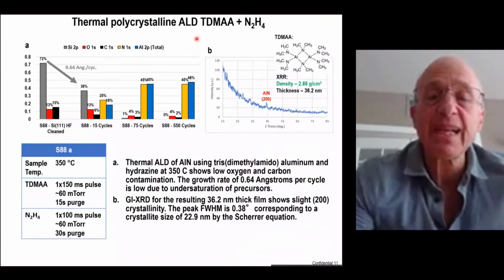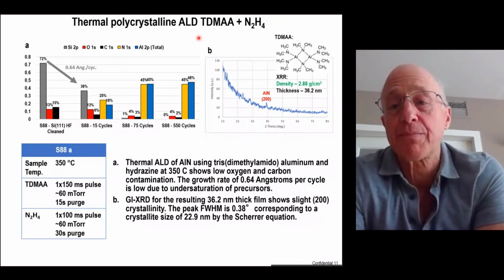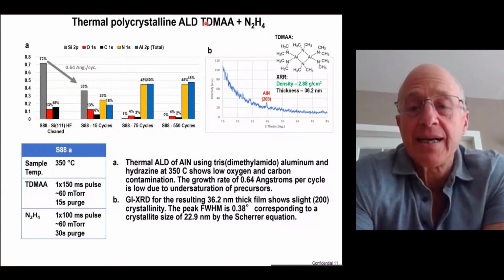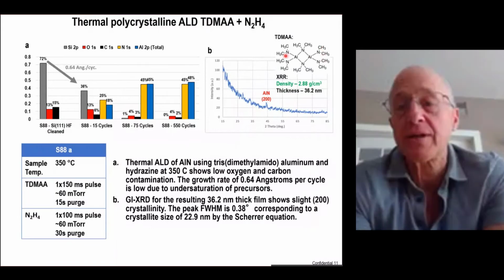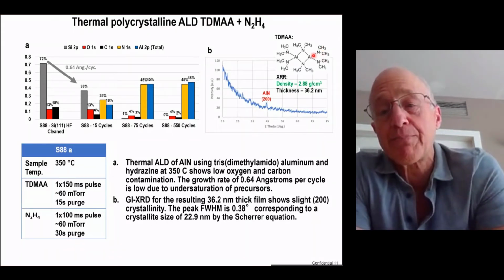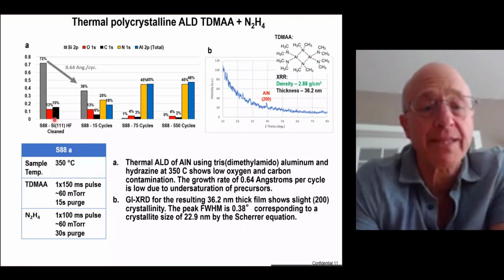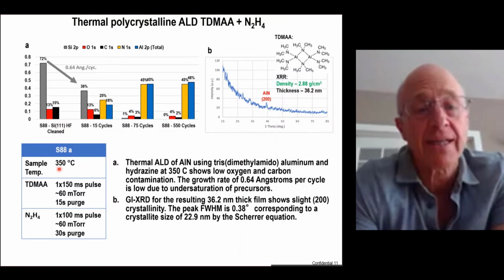Well, the next step is that we decided to go to a high temperature precursor, and this high temperature precursor is tris-dimethyl amido aluminum, and this is the precursor over here. And this is a great precursor because you can use this at high temperature. So we repeated the same experiment. This is our hydrogen HF clean silicon over here. This was run at 350 degrees Celsius.